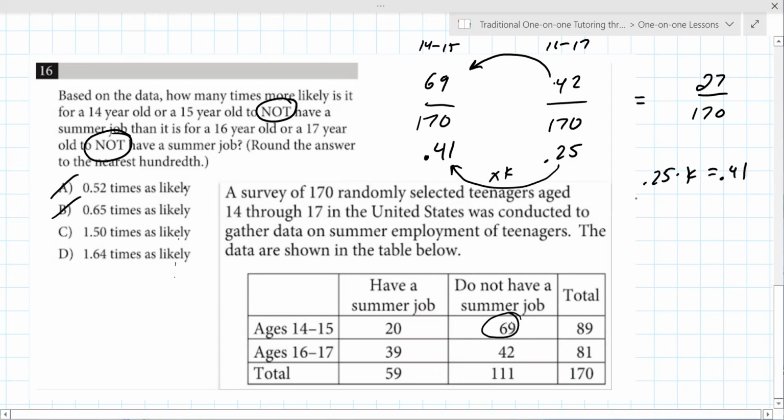You don't want to do all this, but if you divide by 0.25 on both sides, I'll go ahead and enter that into a calculator, 0.41 over 0.25, is 1.64. So there's your answer. That's why I was trying to get you to look at the original numbers. It's like, how do you go from the 42 to the 69, because the bottoms are the same?